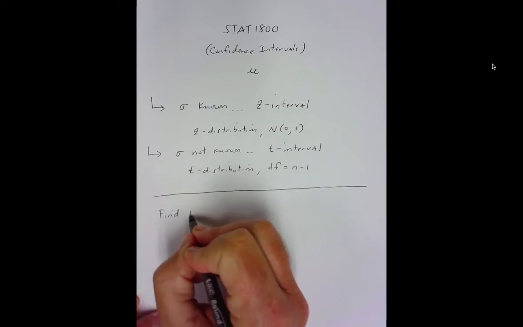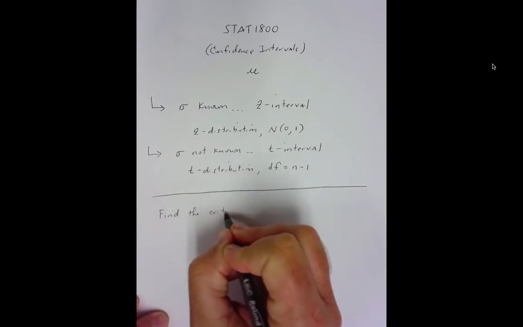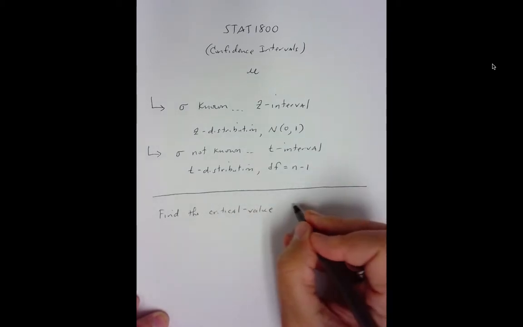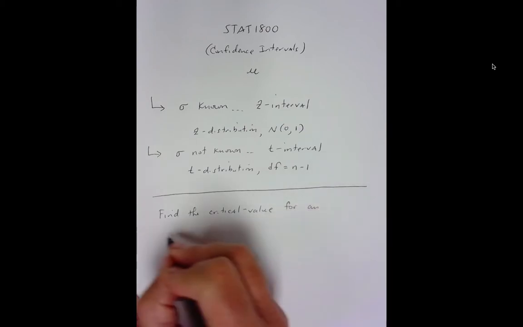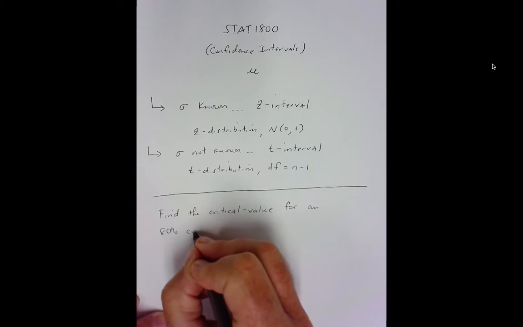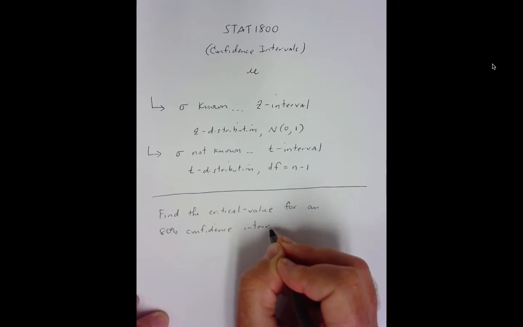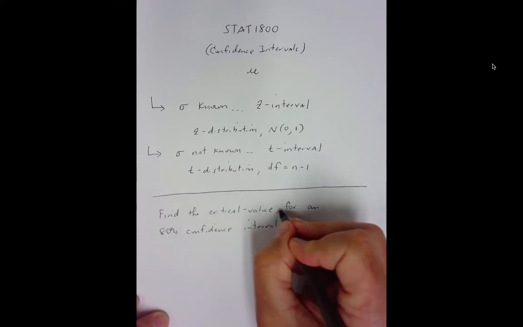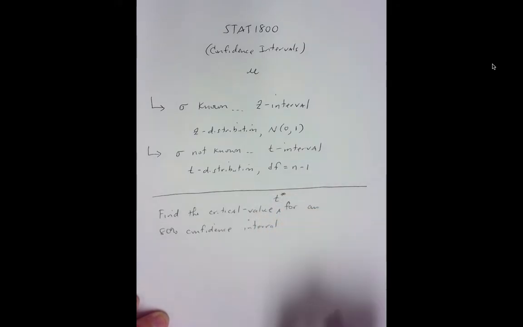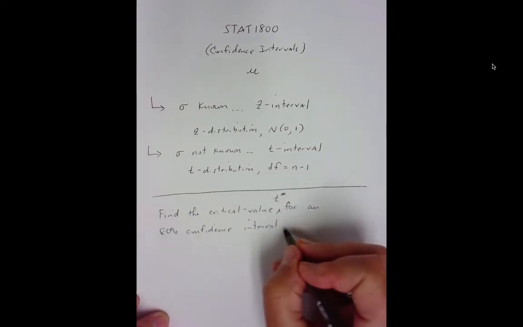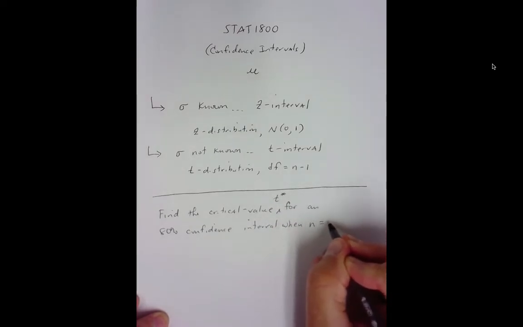Find the critical value t star for an 80% confidence interval. Let's make it clear we're looking for a t interval. So find the critical value t critical for an 80% confidence interval when our sample size is 18.